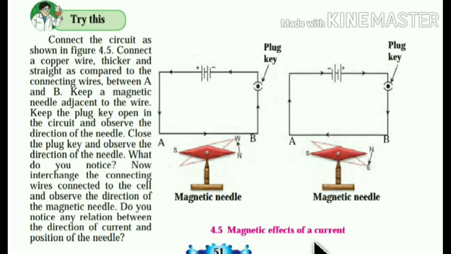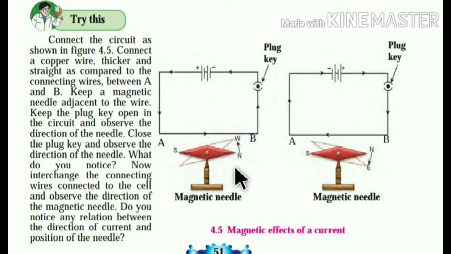To study the magnetic effect of current, let us see the experiment. In this figure, connect the circuit as shown. In this circuit there is a connecting wire, a cell, a plug key, and a connected copper wire AB, which is thicker and straight as compared to the connecting wire. So this AB is thicker than this connecting wire.